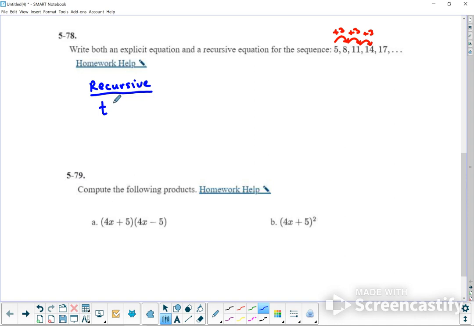T, and this time I'm going to do the third term. So T3, and look at it right here. The third term is this one right here. So I'm going to go T3 equals 11. And if I want to find the next one, it'll be T of n plus 1 equals T of n. They're always going to look like this. And then you're going to add 3. That's the recursive.